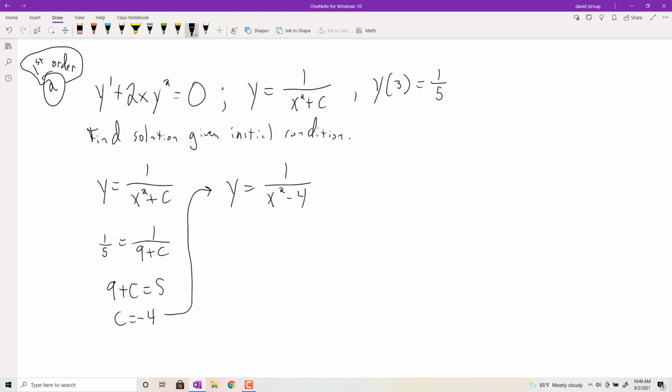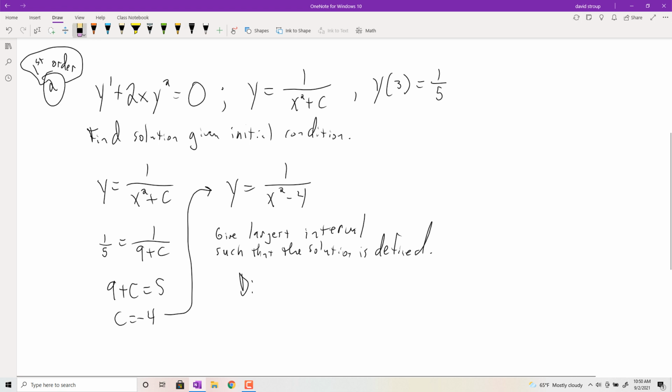Sometimes they'll ask for the biggest interval that contains that initial value for the solutions. So they'll say something like, give the largest interval such that the solution is defined. So you'll go to the domain of this rational expression.